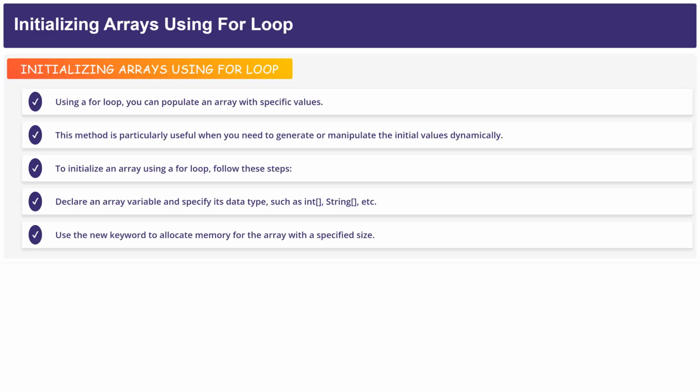Now, let's explore another method of initializing arrays. In the topic of initializing arrays using a for loop, the first step is to declare an array variable and specify its data type, such as int, String, etc. After that, use the new keyword to allocate memory for the array with a specified size.